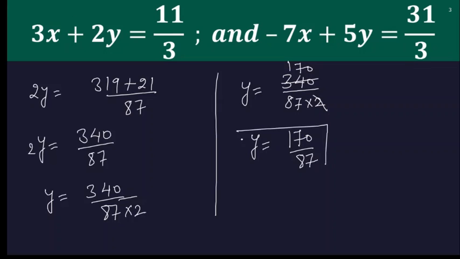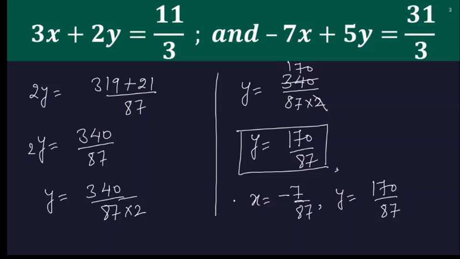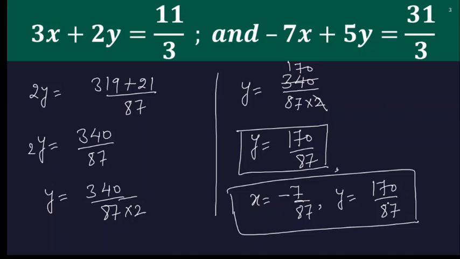This is the value of y, and we found the value of x very early. The value of x was x equal to minus 7 upon 87 and y equal to 170 upon 87. Checking of these two solutions, I'm leaving to you. You will try and just check whether they are correct or not.